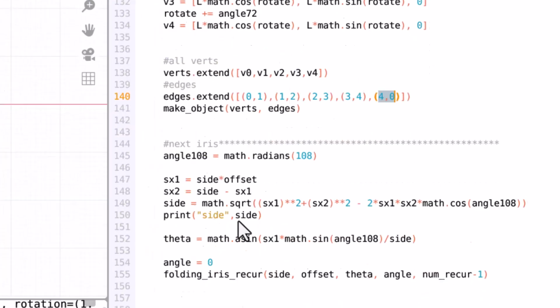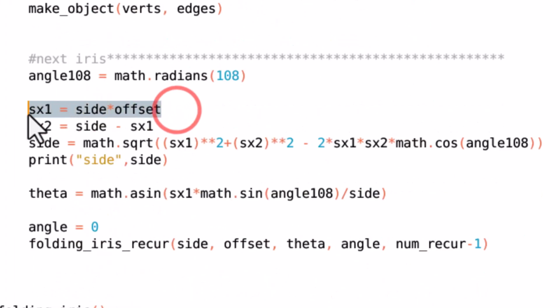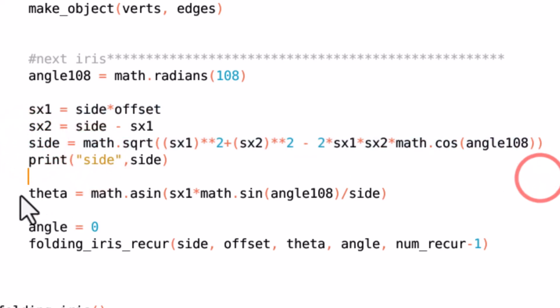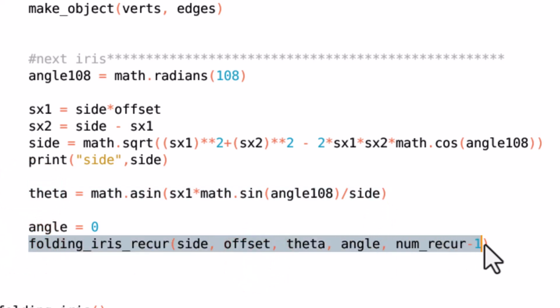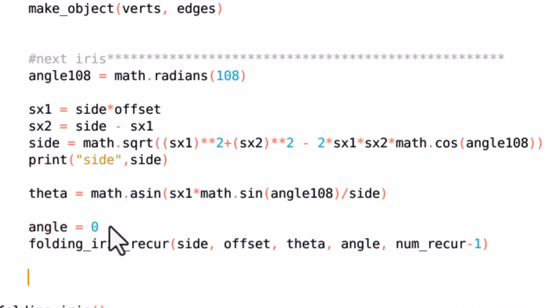So if you take a look, I have the offset, my s1 and s2, those are the two parts of the side. And there's my law of cosines, and there's my law of sines. And then I send it into the recursion, so the recursion will make more of them. And my angle is, each new pentagon is going to be rotated a certain amount. So the first one will be 0, and the next one will be the addition of theta. So let's go to the recursion.